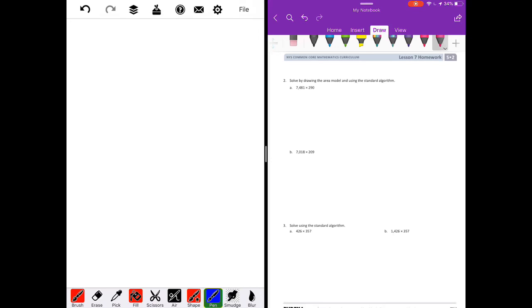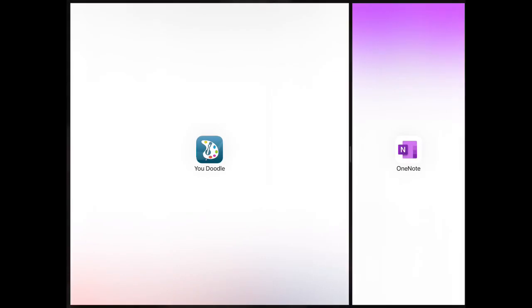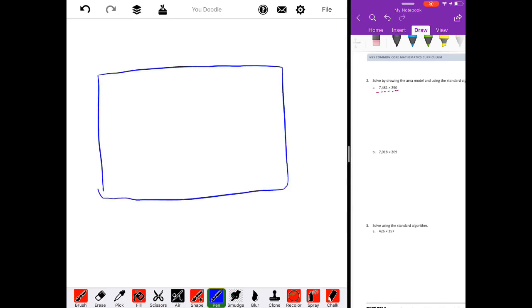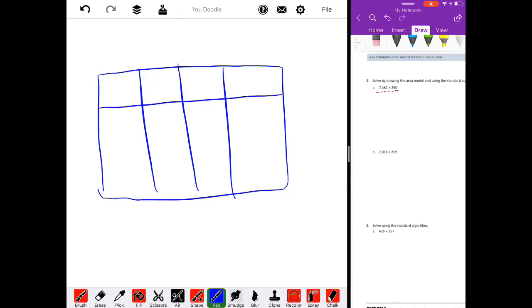Number 2, solve by drawing the area model and using the standard algorithm, 7,481 times 290. So we have a 4-digit by 3-digit number. So our area model is going to be 4 by 3 or 3 by 4. I'm going to make this a little bit bigger because that's a pretty big area model. So I'm going to make it 4 by 3.